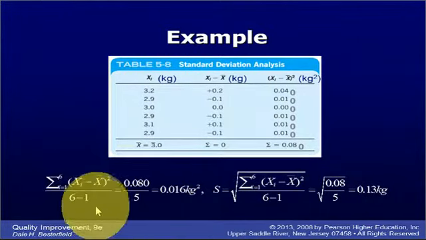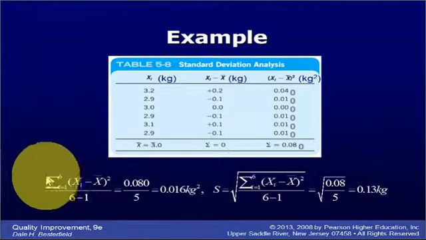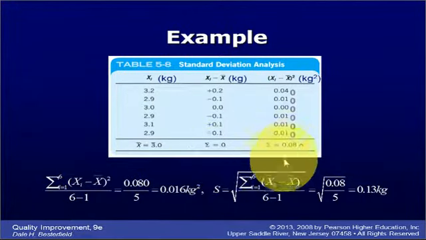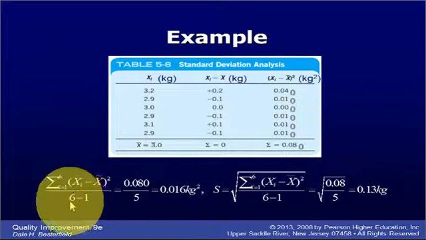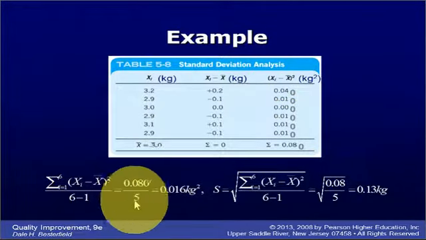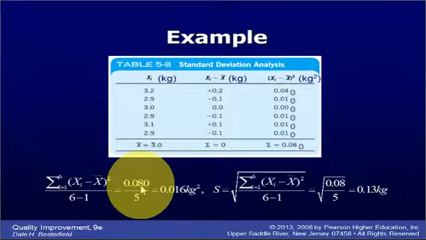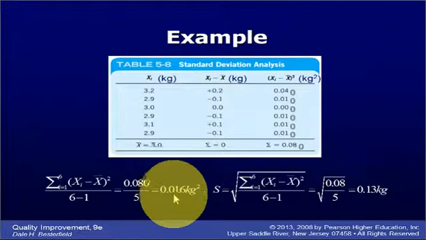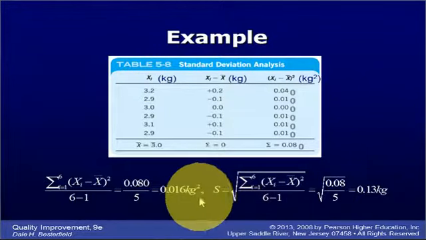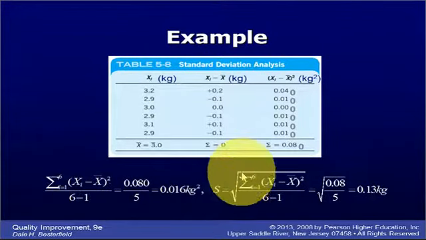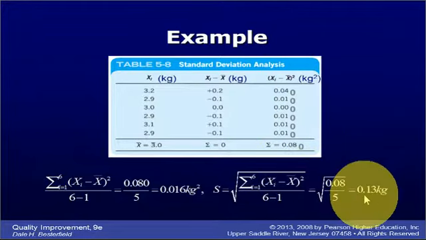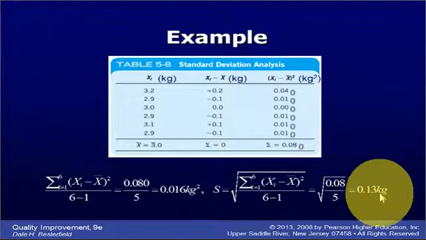So here is our calculation. The numerator, this sum of (xi minus x bar) squared, is recorded here in our table, the sum of this column, right? And then divided by n minus 1, which is 6 minus 1 equals 5. So we use 0.080 divided by 5, and then we get 0.016 kilogram square. And then the standard deviation is the square root of the first part. So we take a square root of this, and then it gives us 0.13 kilogram as the standard deviation.